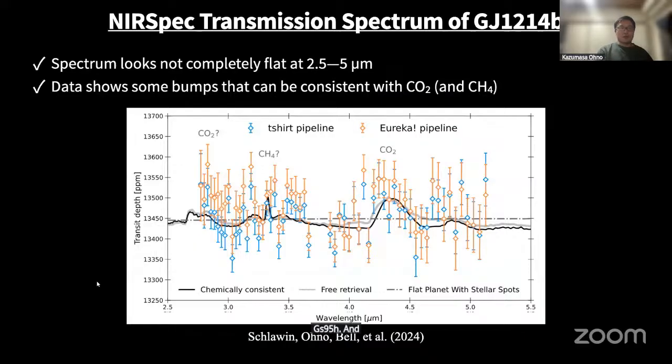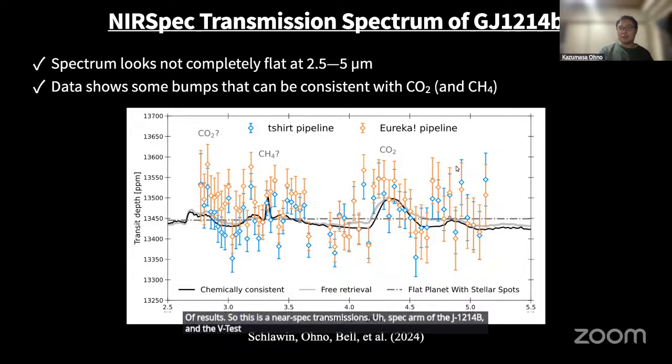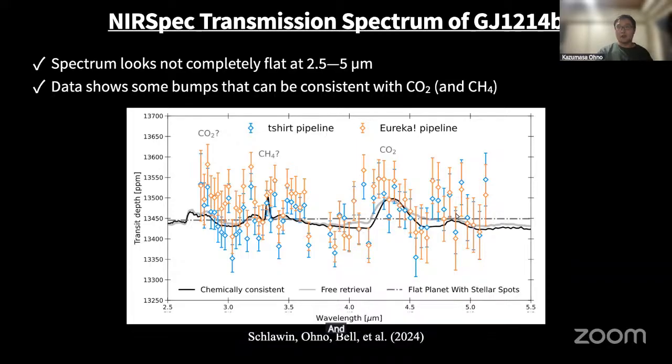Because I'm not the expert of the data analysis, let me move on to the results. This is a NIRSpec transmission spectrum of GJ 1214b, and we tested two different independent pipelines to make sure of the consistency between the different pipelines.